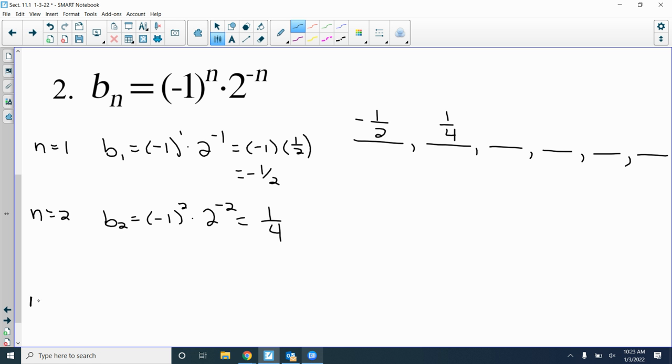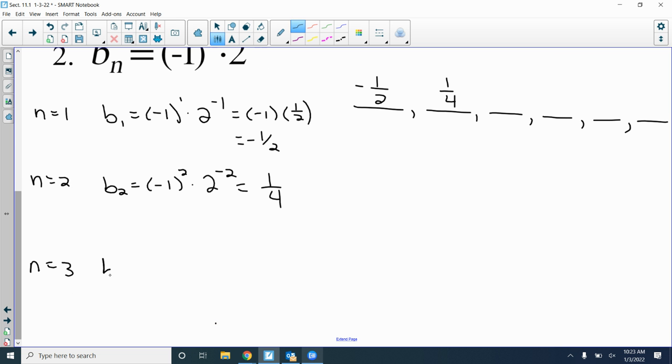I'm going to do one more where I do the whole thing. Third term, n equals 3. b sub 3 is negative 1 to the third power times 2 to the negative third. Well, negative 1 to the third is a negative 1 over 2 cubed, negative 1/8.